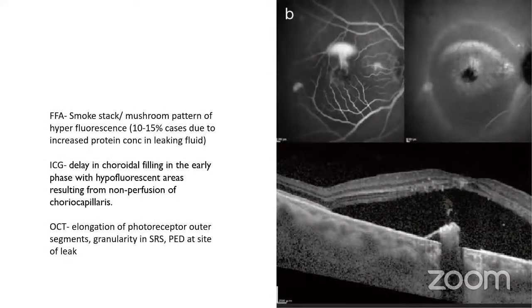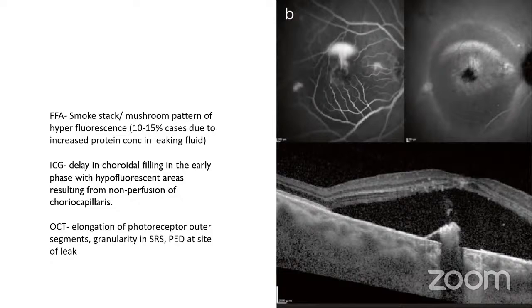On FFA, we can see the smokestack or mushroom cloud pattern of hyperfluorescence. This is a less common pattern. More common is the ink blot. Smokestack is seen in 10 to 15% of cases due to increased protein concentration in the leaking fluid. On ICG, there is delayed choroidal filling in the early phase with hypofluorescent areas resulting from non-perfusion of choriocapillaries. And in OCT, elongation of photoreceptor outer segments, granularity in the subretinal space, and pigment epithelial detachment at the leak site are seen.